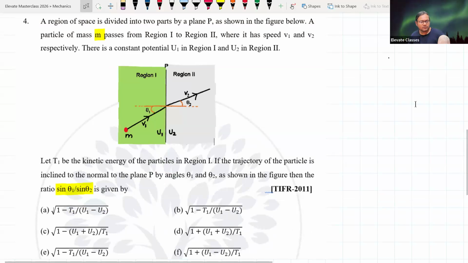I hope that you are maintaining your sheets, or I should say formula sheets and notebooks for taking notes as well as problem solving. So you can try this question. It's a particle moving from one region to another region. Both regions have constant potential u1 and u2 respectively. The particle has different velocities in both the regions. The angle of incidence and the angle of refraction for the particle are different, theta 1 and theta 2. So what is going to be sine theta 1 upon sine theta 2? Try.